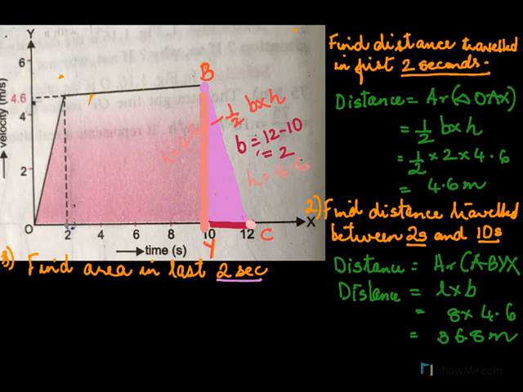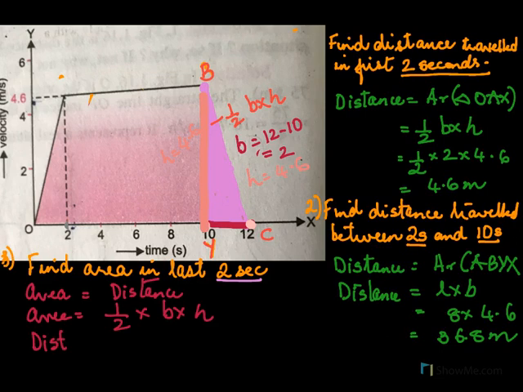So we'll find the area. So the area will be equal to the distance. And to find the area, we do half base into height. So the area, which is the distance now, is half. We saw the base was 2 and the height was 4.6. So that is 4.6 meters. This is the distance covered in the last 2 seconds.